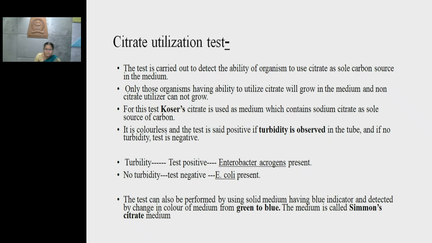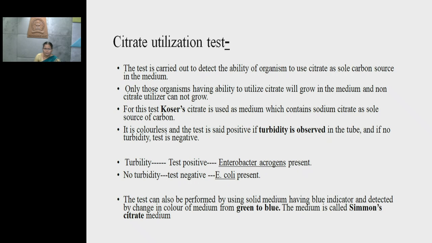If the organism utilizes sodium citrate as a sole source of carbon, the organism will grow in this particular medium and the medium will become turbid, and if no turbidity is observed, the test is said to be negative. So in case of Enterobacter aerogenes, turbidity is observed, the citrate utilization test is said to be positive. If no turbidity is observed, the test is said to be negative, and it is negative for the organism E. coli.